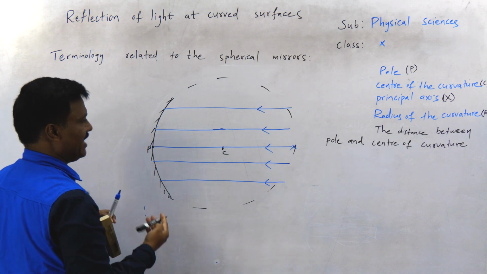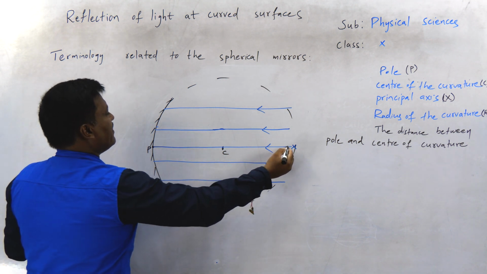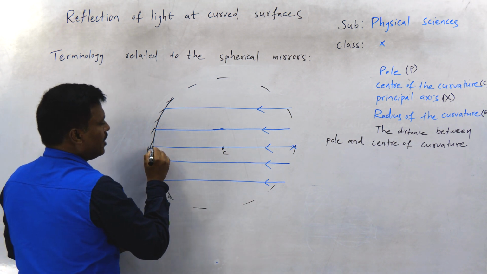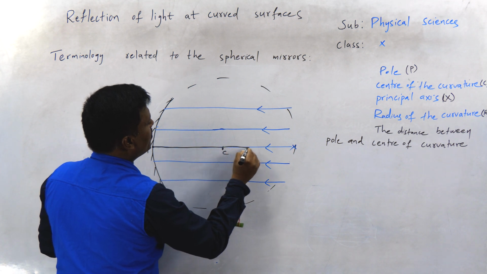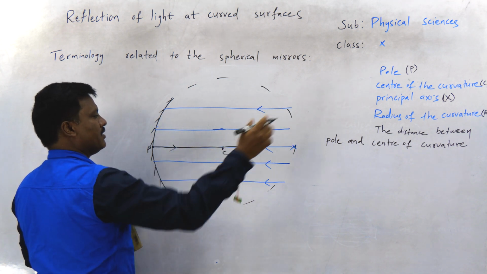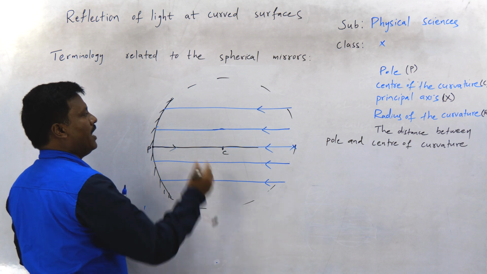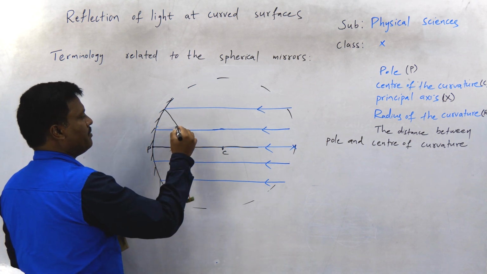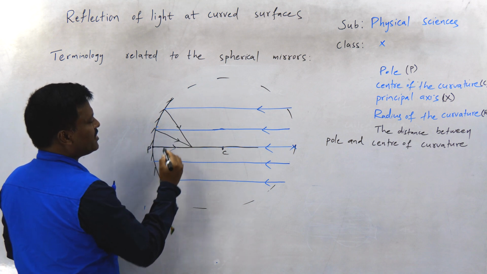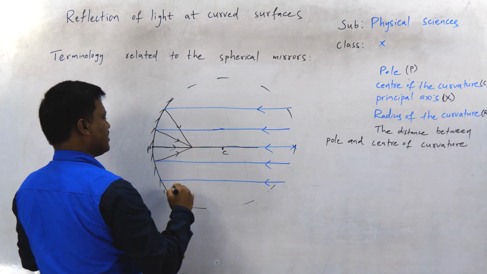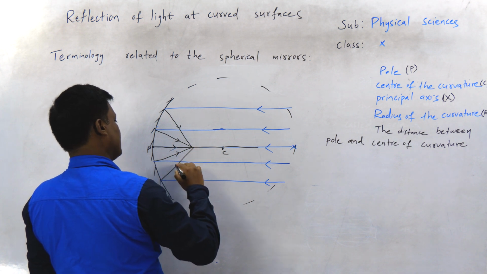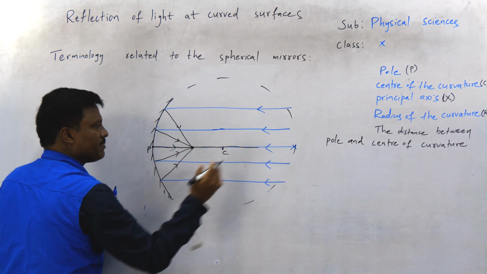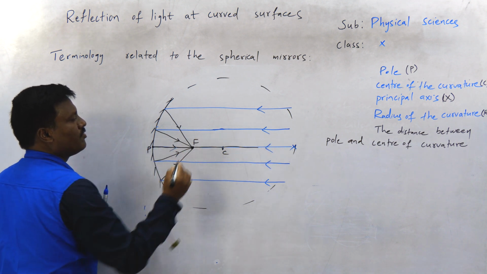After reflection, what happens, I will explain. The ray which is incident passing through the center of curvature, after hitting the midpoint of the mirror, traces the same path because that is the midpoint. Since it is the midpoint, it traces the same path and bounces back. And this ray comes towards the principal axis and meets here, this ray comes towards the principal axis and meets here. All the light rays meet at one point. That point is on the principal axis. That point is called focus.